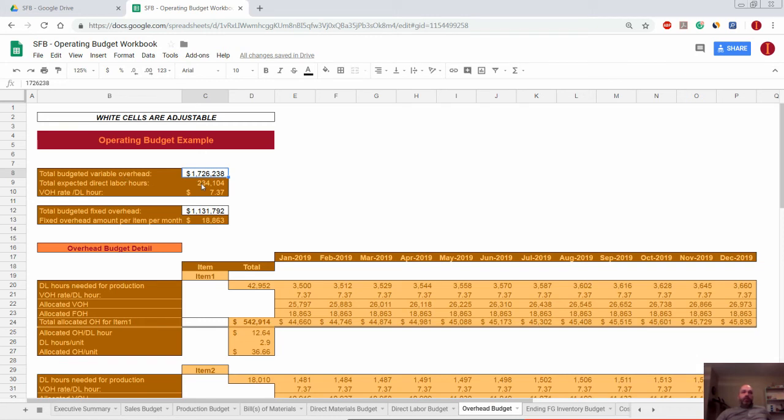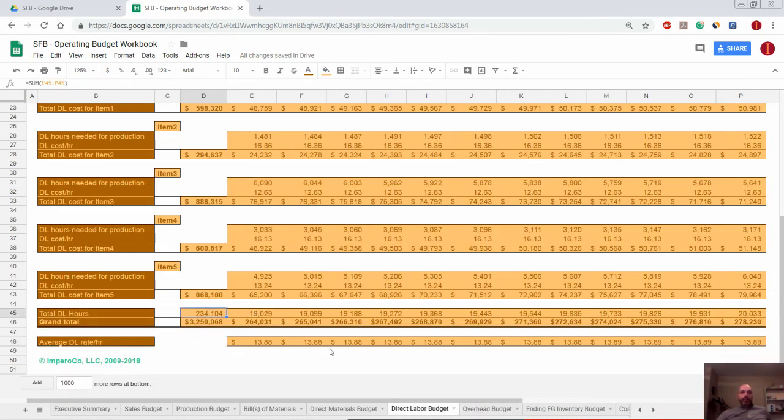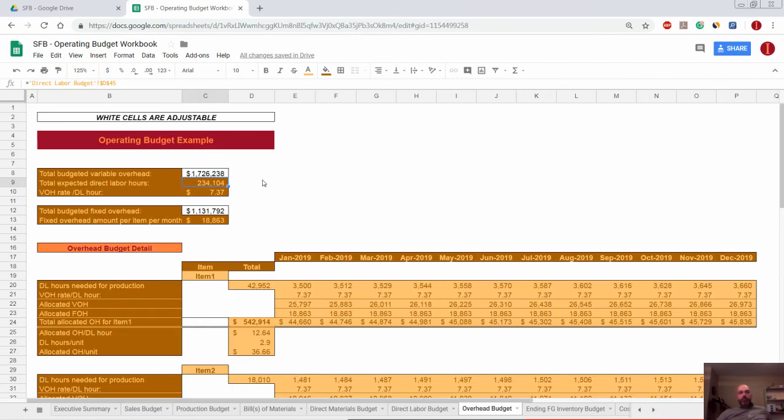Here's our total expected direct labor hours. This refers back to the direct labor budget. Right here, 234,104. So why is that there? What do direct labor hours have to do with variable overhead? Well, again, subject unto itself. Could do a whole video on it. The simple approach to applying overhead to finished goods is to do it by direct labor hours. Now, there are plenty of arguments that can be made that that's not appropriate, that it's not costing things accurately, and there's a lot of validity in those arguments.